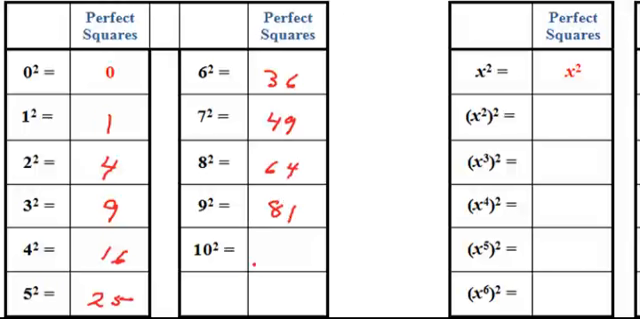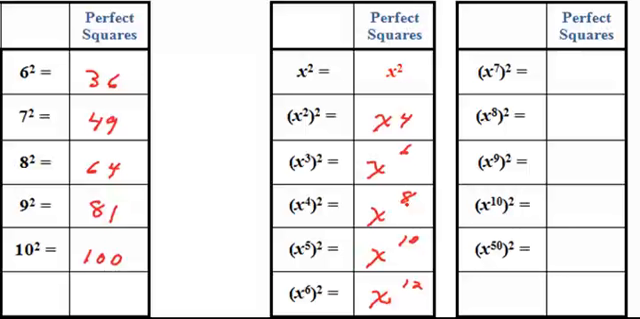X to the 10th power and x to the 12th power. Here we have x to the 14th power. It's getting a little redundant, isn't it? X to the 16th power, x to the 18th power, x to the 20th power, and x to the, well, this time we're squaring x to the 50th power, so we get x to the 100th power.